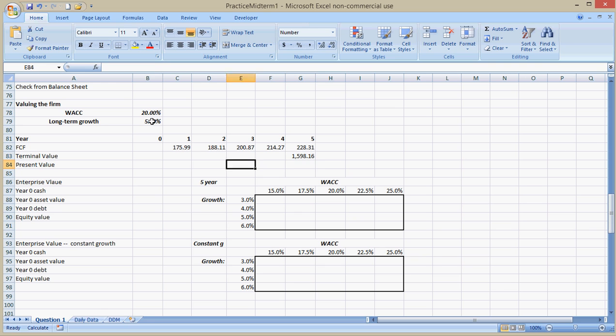The book used net present value. I don't like that. I don't like using net present value. I like showing the individual present values. So the value of that cash flow next year is equal to that cash flow divided by 1 plus the WACC. Lock that down. Raised to the power of the year. Now I can copy that across.